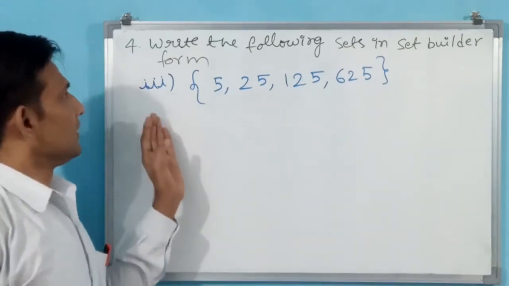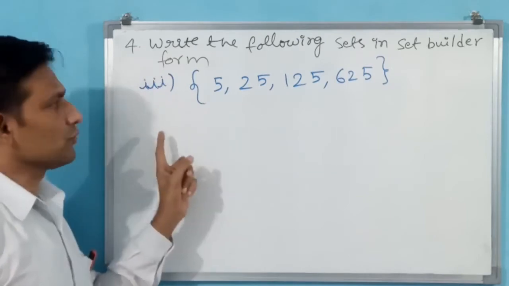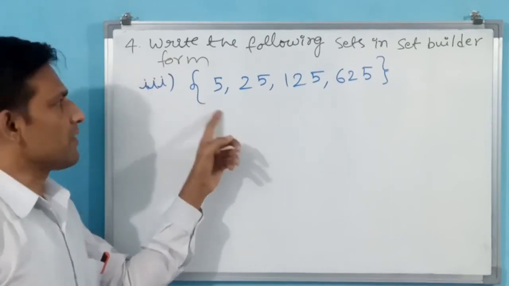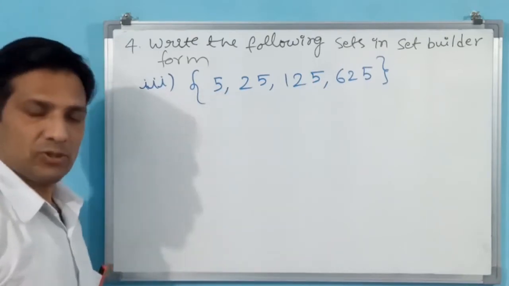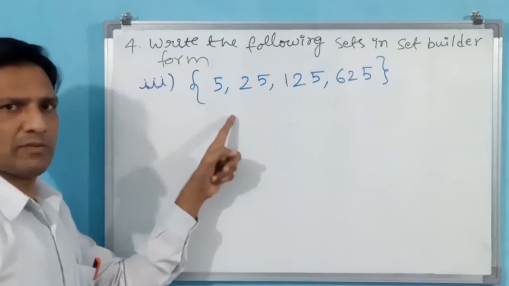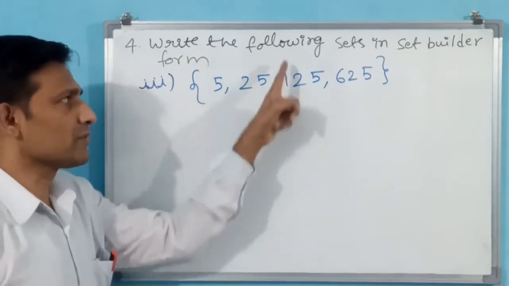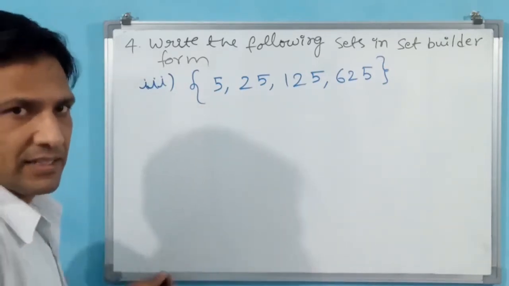Okay. See, this is the 3rd question or 3rd part of the 4th question. What have they given? 5, 25, 125, 625 they have given. We also have to see what the pattern is. Like earlier, 5 power 1 is 5, 5 power 2 is 25, 5 power 3 is 125, 5 power 4 is 625. This also we can write easily.